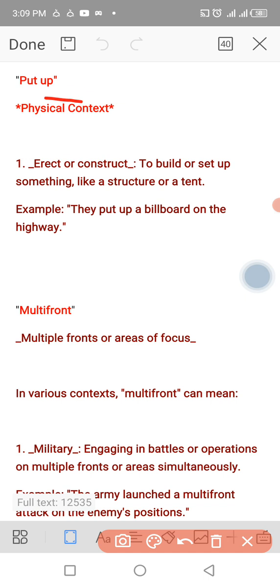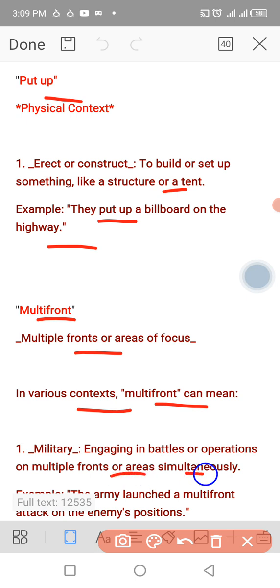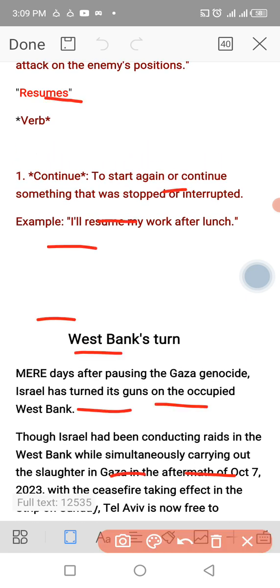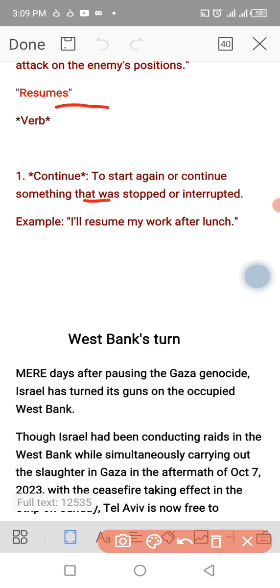Put up is to erect or construct, to build or set up something like a structure or a tent. They put up a billboard on the highway. Multi-front refers to multiple areas of focus. In a war context, multi-front can mean fighting in battles or operations on multiple fronts or areas simultaneously. Resume means to start again or continue something that was stopped or interrupted. I will resume my work after lunch.